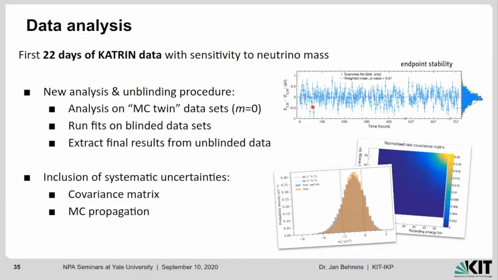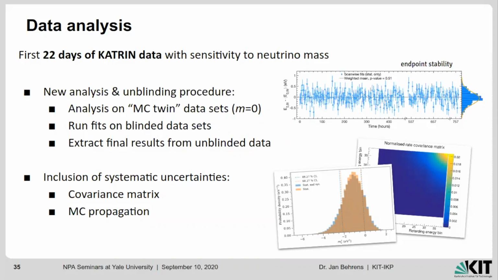For example, we can investigate the endpoint stability over time, but only in the end are we really sensitive to the neutrino mass. And our systematic uncertainties were treated in 2 ways, by covariance matrix and by MC propagation, and both are in good agreement. So this is one further way of cross-checking our systematics and our analysis procedure.